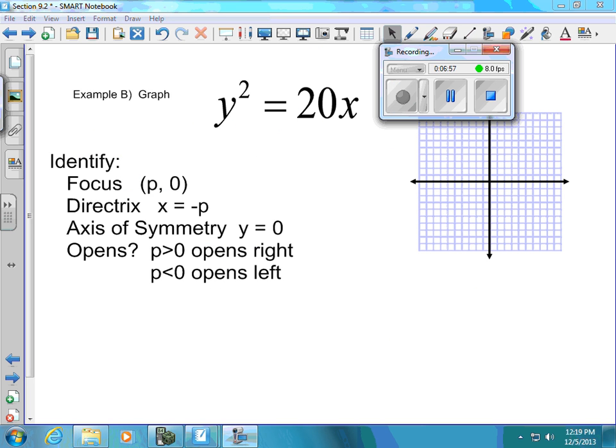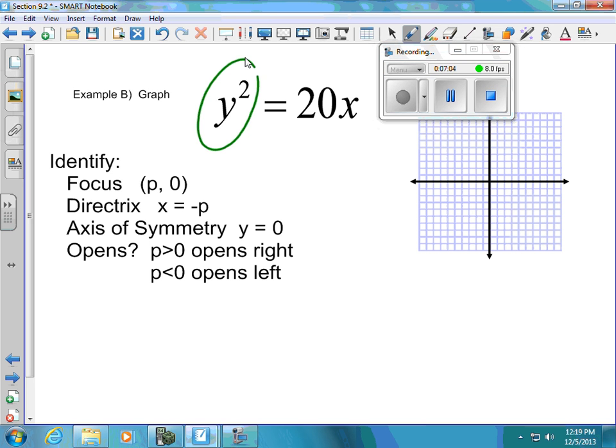Now let's look at a y squared equation. Y squared indicates it's a sideways or horizontal parabola. So sideways parabolas have these characteristics: P, 0 is the focus, the directrix is x equals negative p, the axis of symmetry is y equals 0, and it opens right if p is positive, and left if p is negative.